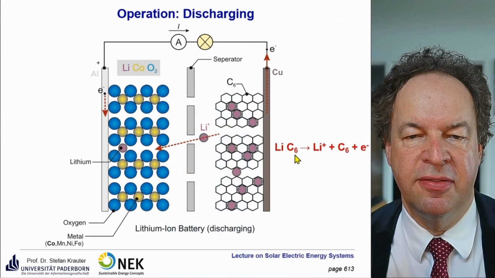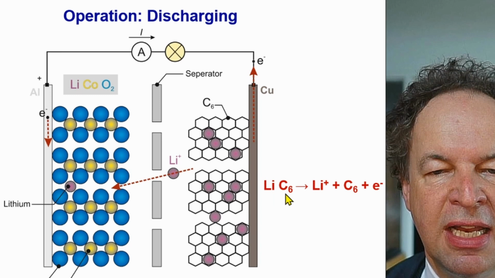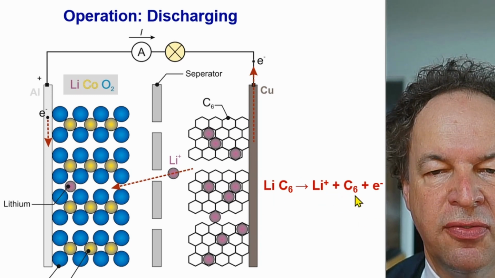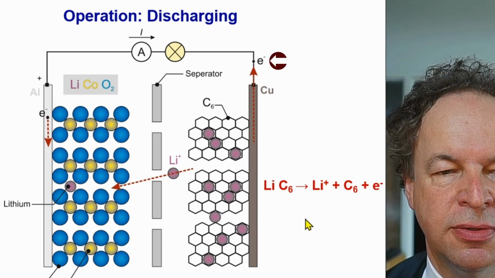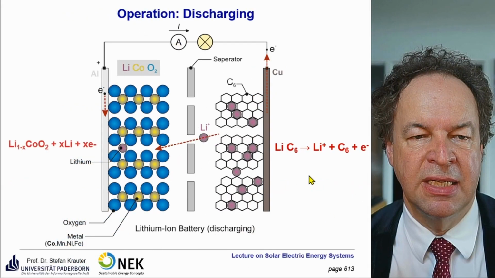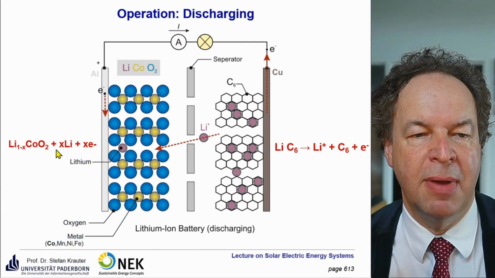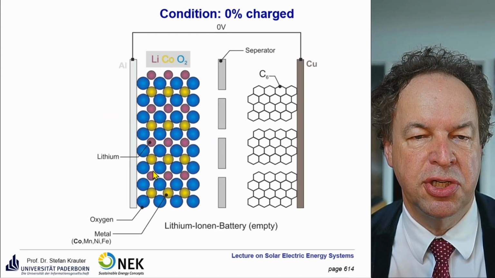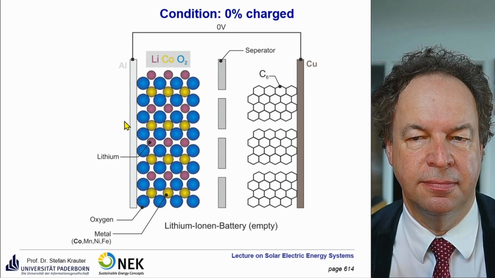So here again the formula. LiC6 turns into lithium ions plus the old lattice of carbon plus an electron. And here we get an electron, could also be multiple, as I mentioned already, and it turns back into the original condition.